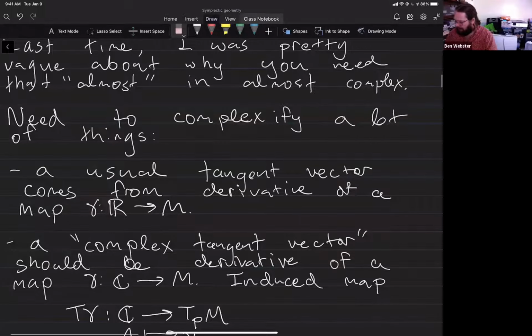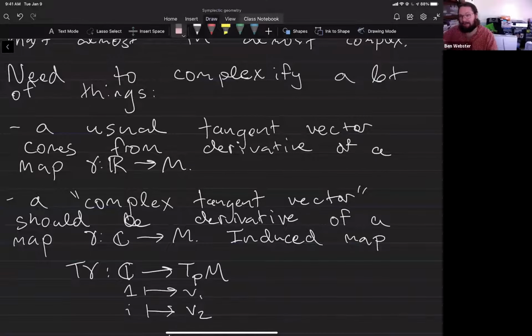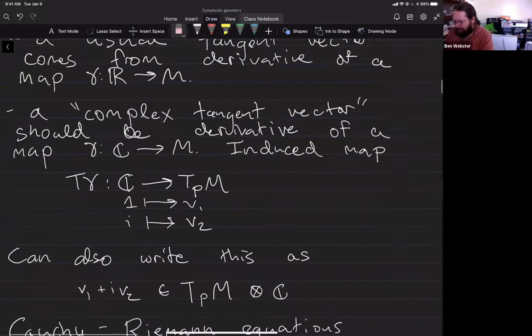So let's talk about how to complexify some of the basic notions we've been talking about. One thing we've talked about a lot is tangent vectors. Tangent vectors come from a map of R into your manifold, and you think about what happens when you move an infinitesimal amount along R: you get a velocity vector, right? That's at least one way of defining tangent vectors. So what would a complex tangent vector be?